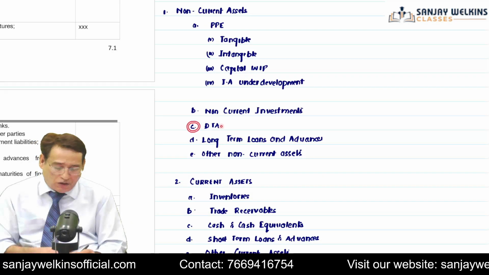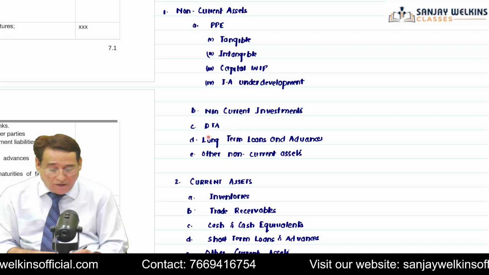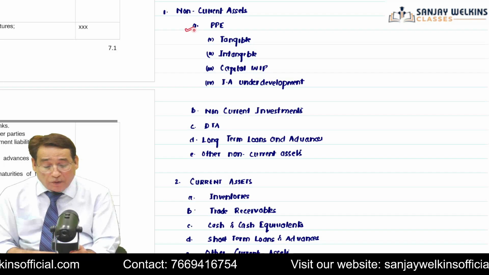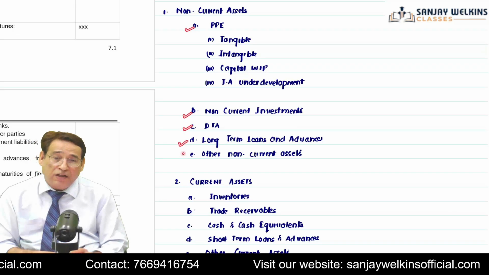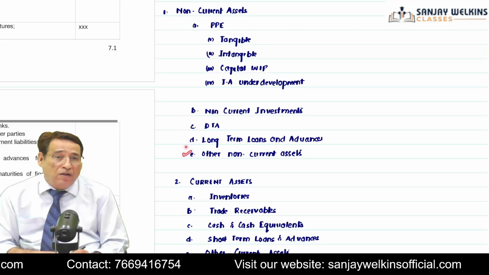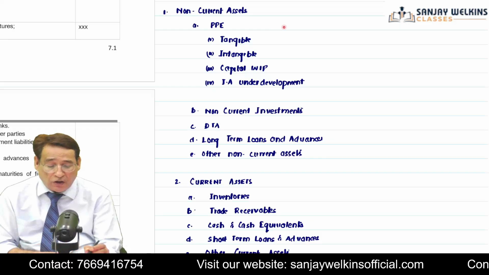Honestly speaking, you need not stress upon this because again it is outside the scope of your syllabus. So property, plant and equipment, non-current investments, deferred tax asset, then long-term loans and advances, and other non-current assets. So there are 5 types of headings, subheadings under non-current asset.